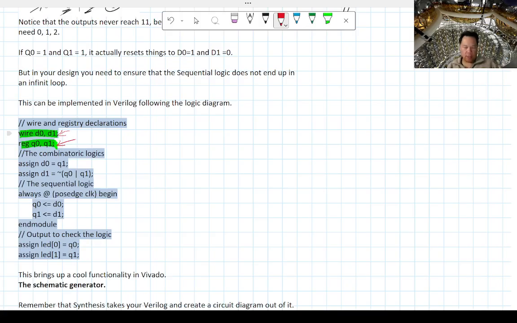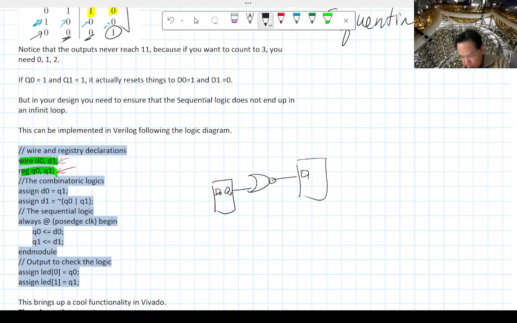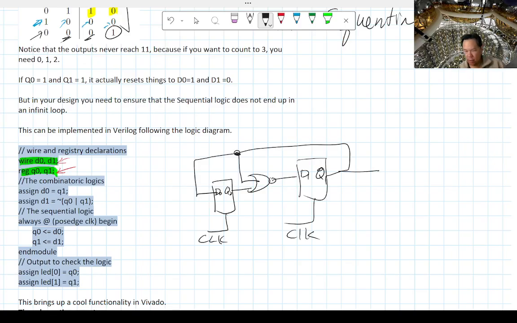And then the combinatoric logic is, well, let's see, I should have drawn the diagram. Let me just draw the diagram real quick. You have D0, Q0, and this goes through a NOR gate, and then you have D1, Q1, and this goes back to the input here, and also to the output here, and then you have the clock coming in to both. Very simple logic. This is an up-tick clock.